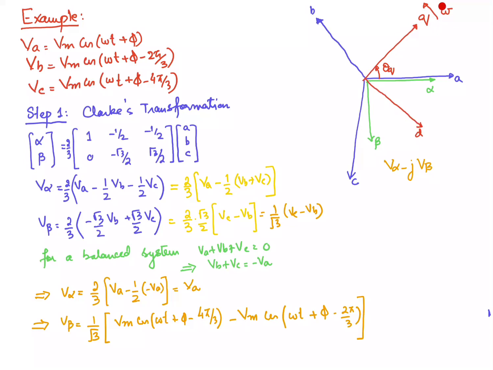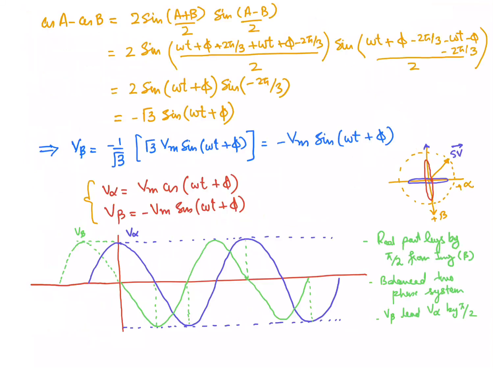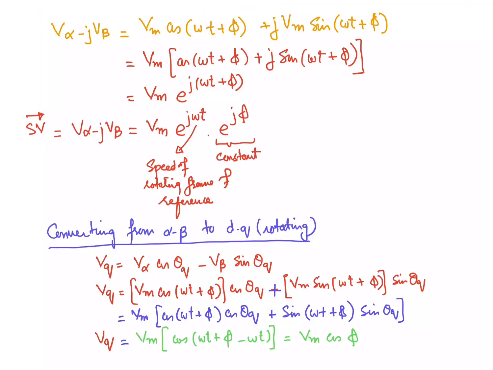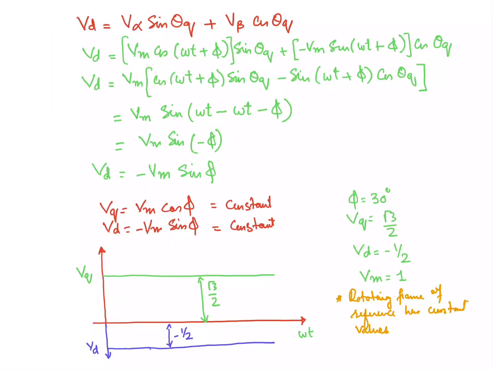This was rotating at speed omega, and the space vector in the alpha beta plane will be rotating at this speed omega, that depends upon the frequency of your ABC frame of reference. So you have a rotating frame of reference, and in that rotating frame of reference, your space vector is represented as a constant one along the q axis and the d axis.